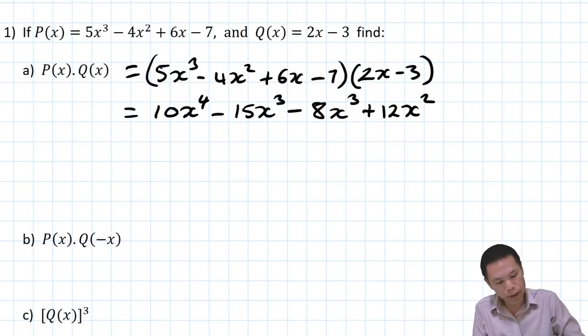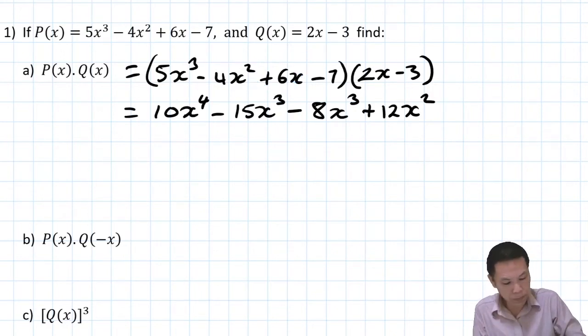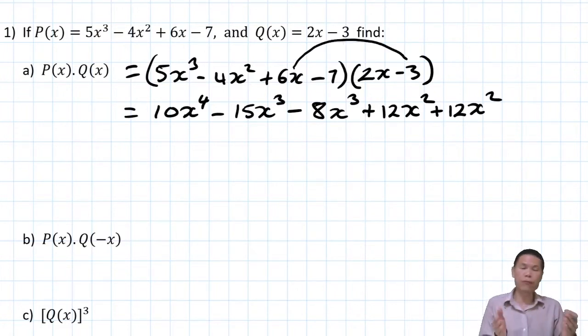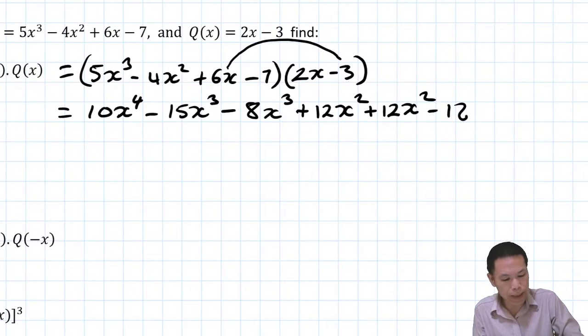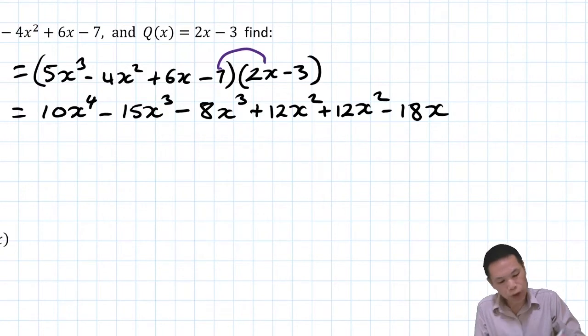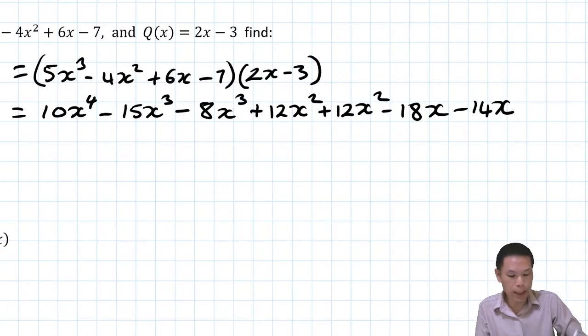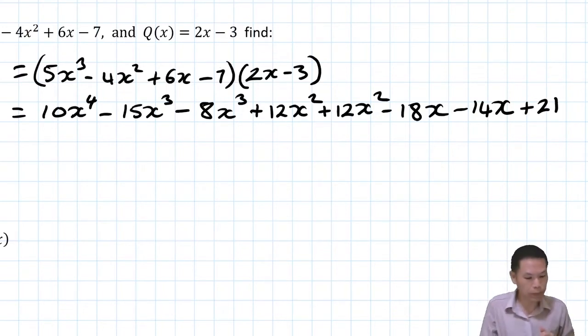Then we have 6x times 2x. So 6 times 2 is 12. x times x is x squared. 12x squared. And then we have 6 times negative 3, which is negative 18. So negative 18x. So minus 18x. And then we have negative 7 times 2x, which is equal to negative 14. And then minus 7 times negative 3, which is plus 21. So just write 21. There you go.